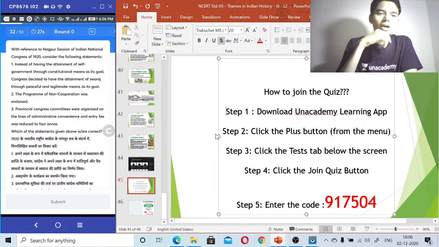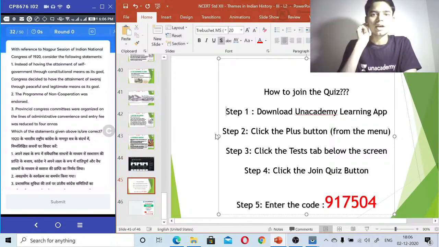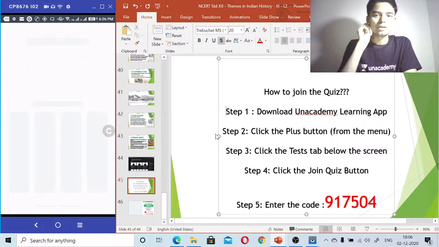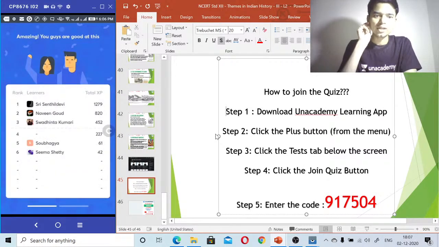32nd question. With reference to Nagpur session of Indian National Congress 1920, consider the following statements. 1. Instead of having the attainment of self-government through constitutional means as its goal, Congress decided to have the attainment of Swaraj through peaceful and legitimate means as its goal. 2. The program of non-cooperation was endorsed. 3. Provincial Congress committees were organized on the lines of administrative convenience and entry fee was reduced to 4 annas. Choose the correct answer. Very famous Nagpur session of Indian National Congress 1920. Famous for the non-cooperation movement.